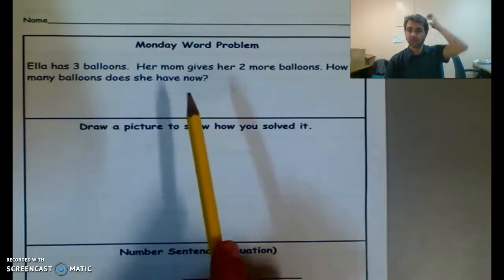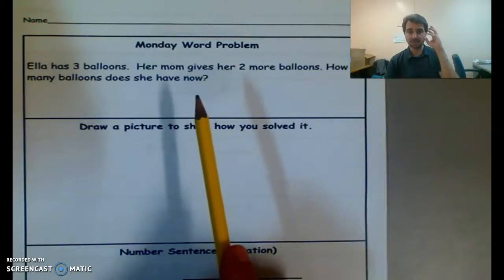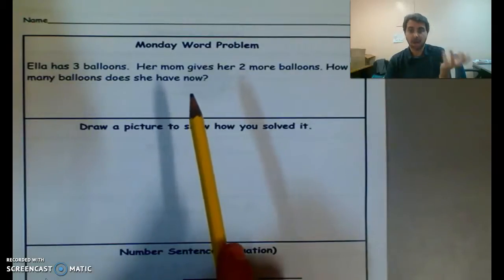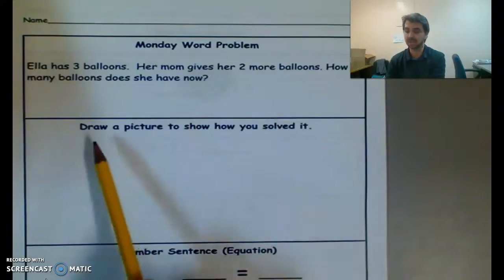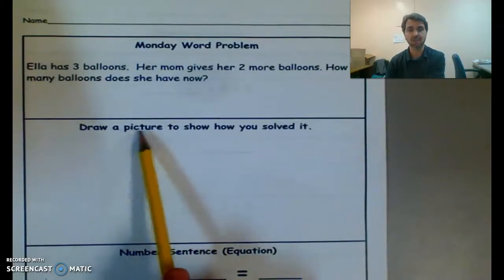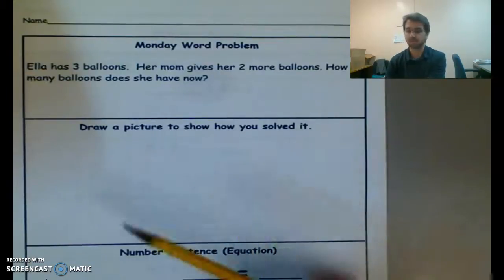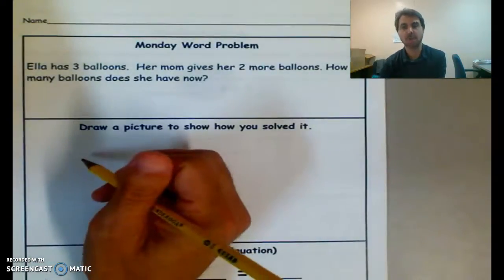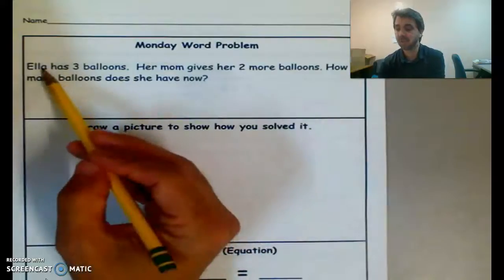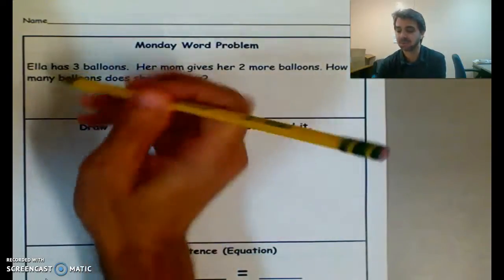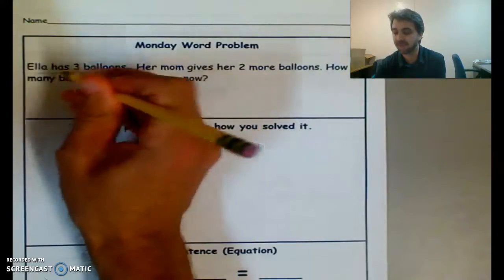All right, so to help you visualize or picture it, we're going to draw a picture. Okay, so down here it says, draw a picture to show how you solved it. All right, so let's draw a balloon. Okay, in fact, let's draw 3 balloons because it says Ella has 3 balloons. So let's just draw that first part.